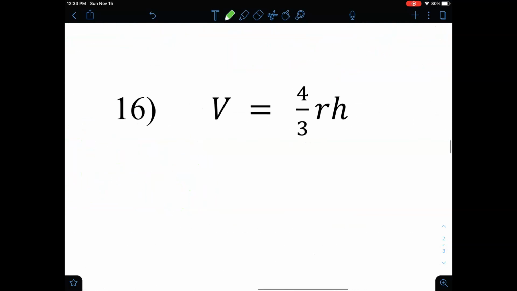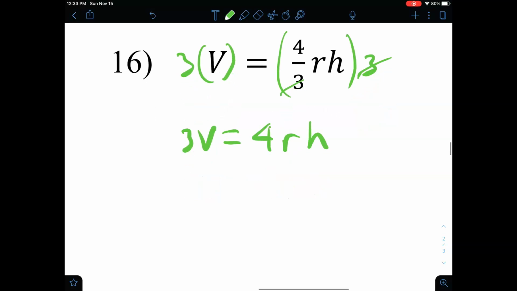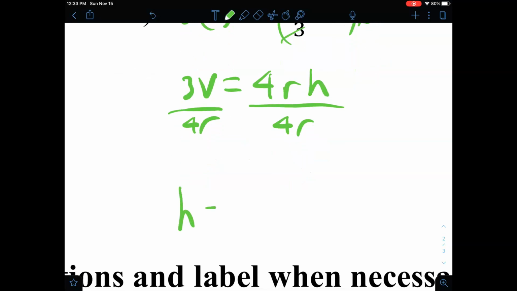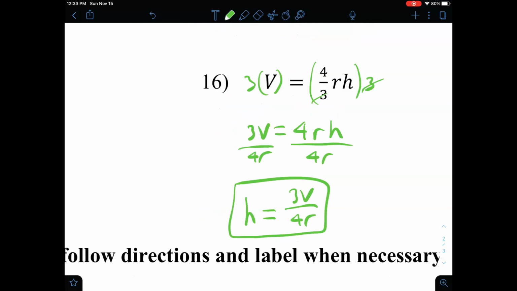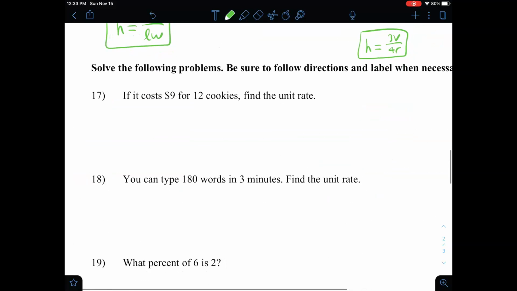All right, number 16, we have V equals 4/3 RH. We need to get h by itself. First thing I would do with these kind of problems is to fraction bust. I would multiply both sides by 3 to get rid of that 3 in the bottom. So now we're going to have 3V equals 4RH. These 3's are going to cancel. And now we have 4RH equals 3V. How do we undo multiplying by 4R? Well, we're going to divide by 4R on both sides. So h is going to be equal to 3V over 4R. And there's our final answer. Even though it's kind of weird, it's still the right answer.